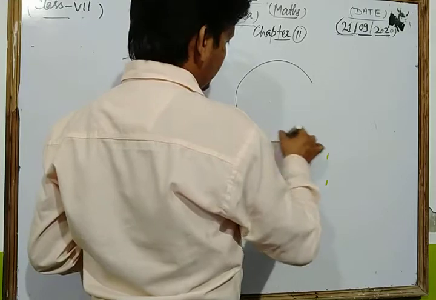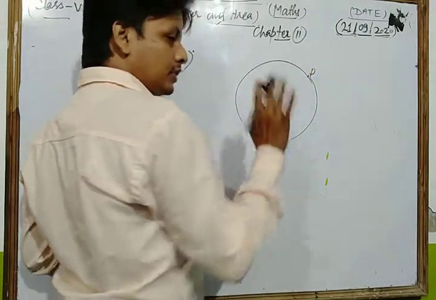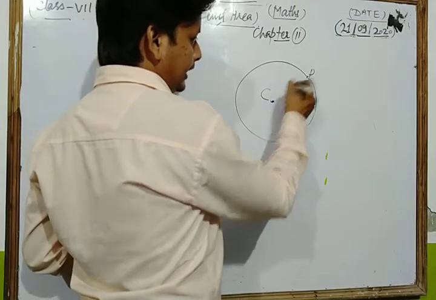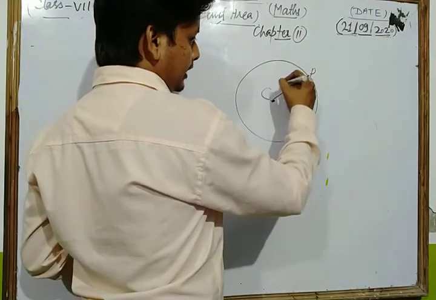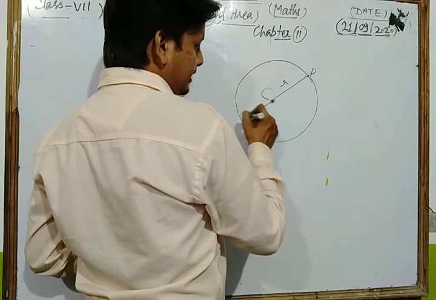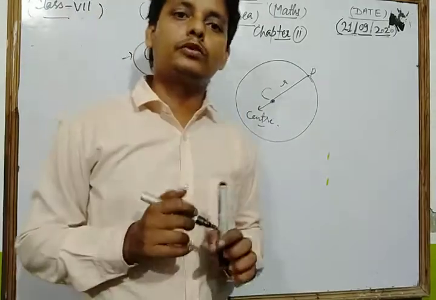Suppose P is any point which moves in a plane in such a way that its distance from the given fixed point is always constant. This constant distance is known as the radius of the circle, and the fixed point is known as the center of the circle. This is the concept of circle.